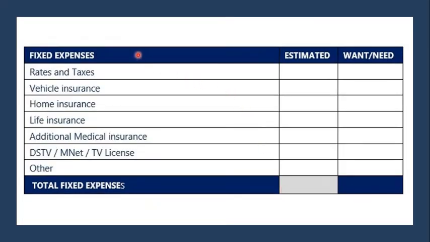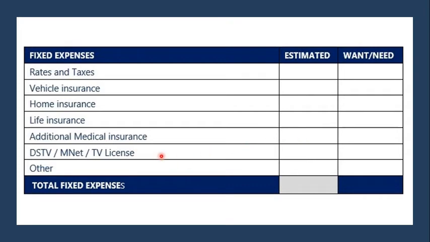Let's have a look at fixed expenses. These expenses normally stay the same for a period of a year. Rates and taxes, only if you have your own home, how much do you pay? Notice that the want and the need column must still be completed. Vehicle insurance, if you have your own car. Home insurance. Now, this could be applicable whether you have your own house or if you're renting, because you can still have insurance. Life insurance, additional medical insurance, over and above medical aid.